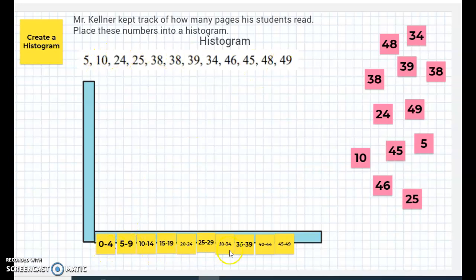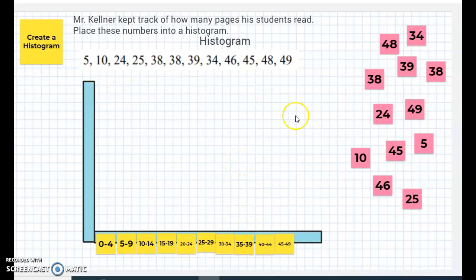On the bottom of the histogram, on the x-axis, we have the bins. Remember, histograms are organized into bins, so any numbers between 0 and 4 would go above here. Any numbers between 5 through 9 would go above here. Any numbers between 35 and 39 would go above here.